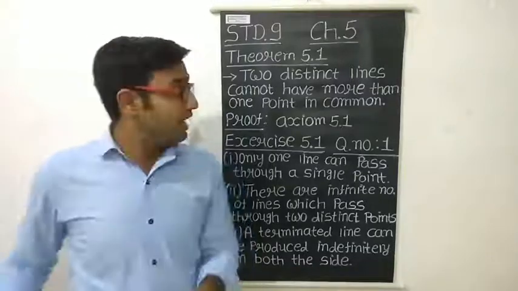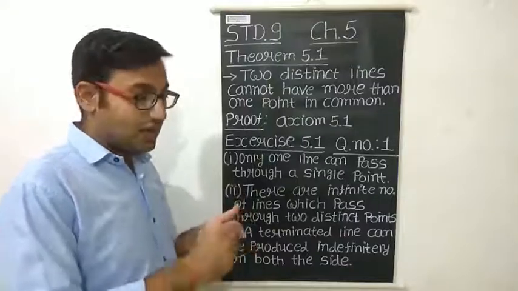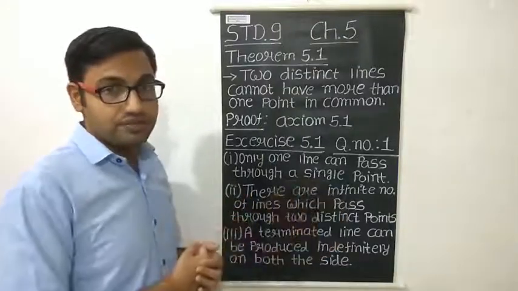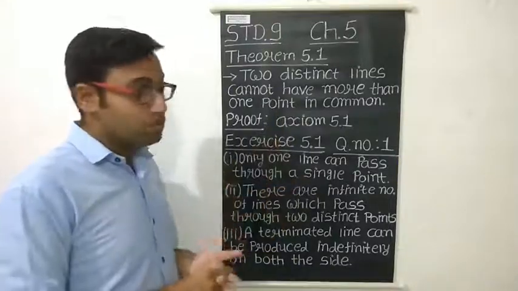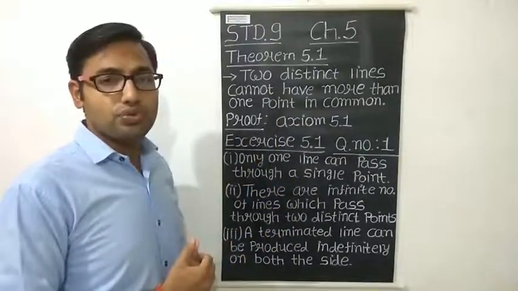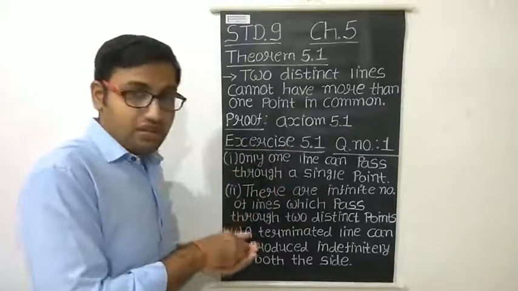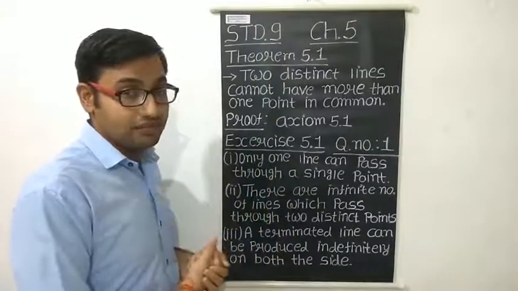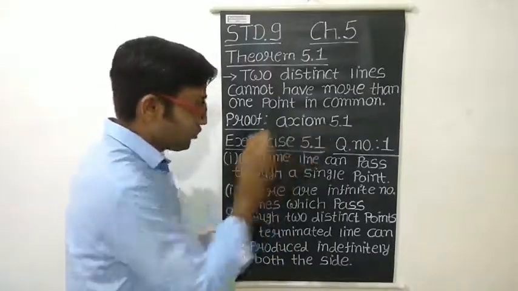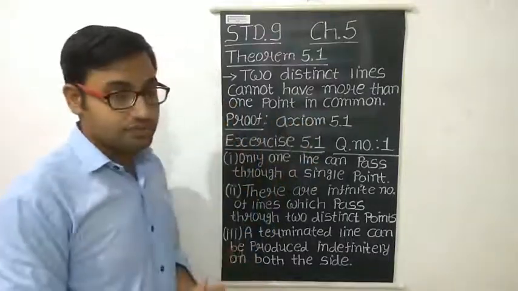Right? So, we have supposed that two distinct lines intersect in two points, but according to axiom 5.1, only one line can pass through two distinct points. So, is there a contradiction? Contradiction means we cannot judge which statement is right. But we know that axioms are universal truths, so we have to accept the axioms.